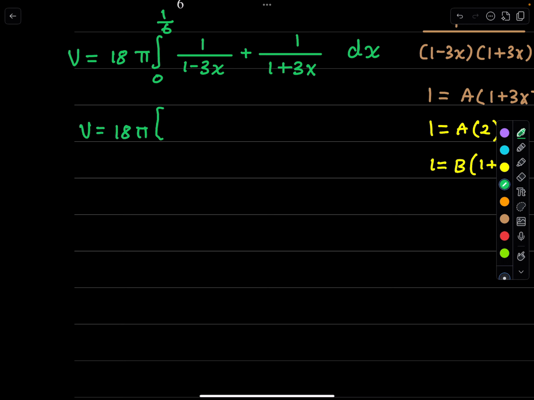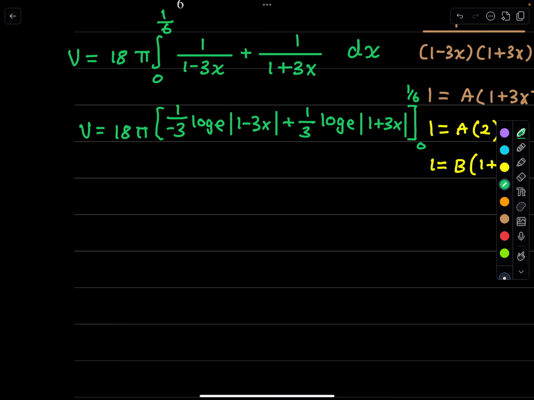Let's integrate these now. So it's just 1 over the derivative of the bottom part, which is negative 3. And of course, it's going to be a log, log e of the absolute value of 1 minus 3x. Close the absolute value sign. Plus, again for the other one, 1 over the derivative of the bottom part, which is 3, and then log e of the absolute value of 1 plus 3x. Close it, from 0 to 1/6.